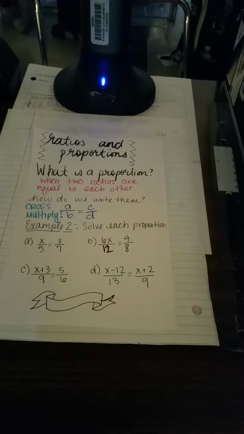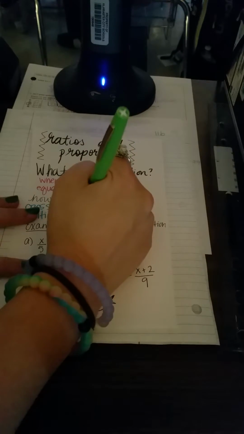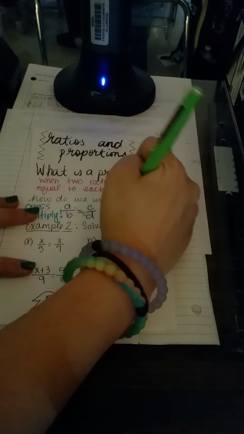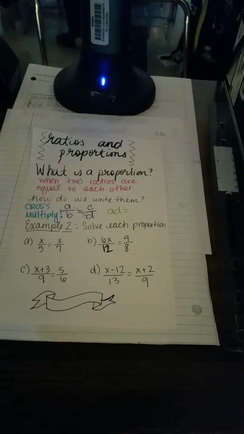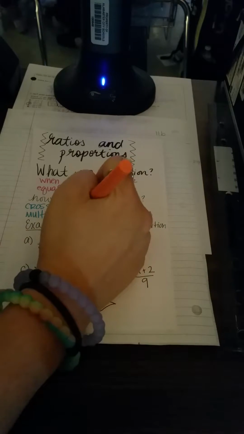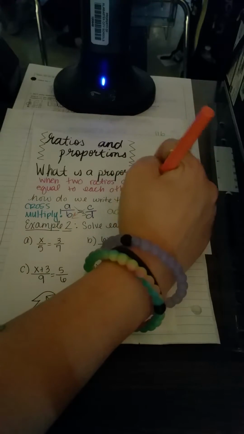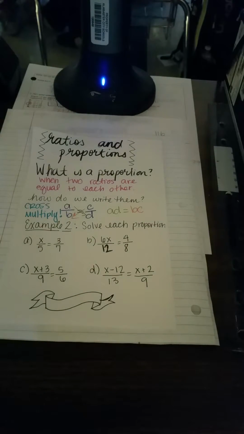So what does that mean we would multiply A by? D. So you get A times D, and then what would you multiply on the other side? C times B. That's all you do.